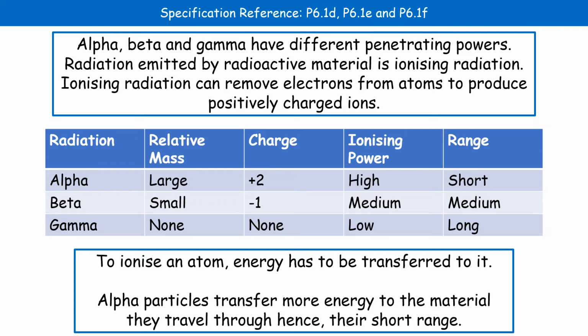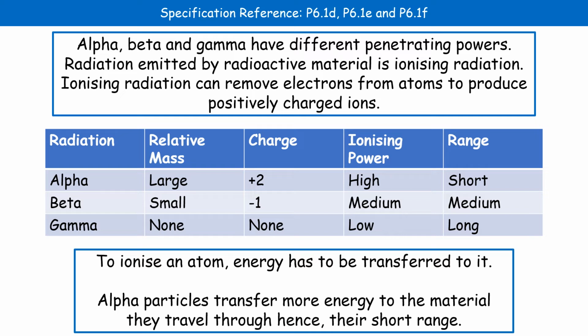So you can see alpha is actually the highest. And all we do is work our way down. So alpha has a high ionizing power, but a short range. Beta is dead in the middle for both. And then gamma has a low ionizing power, but it has a long range.